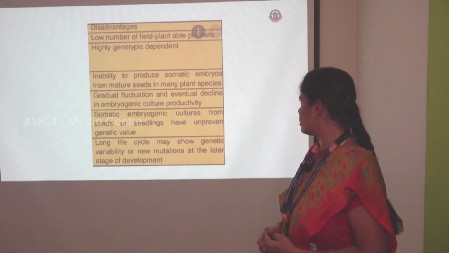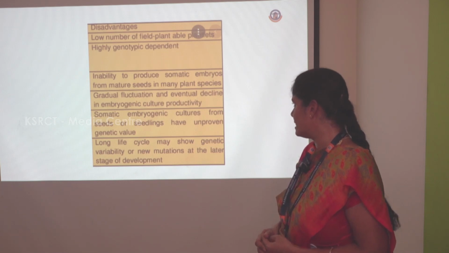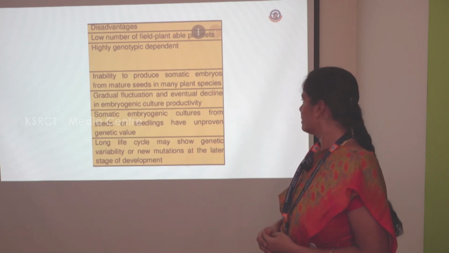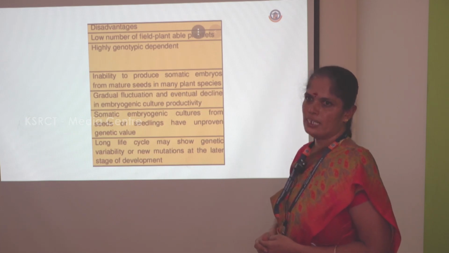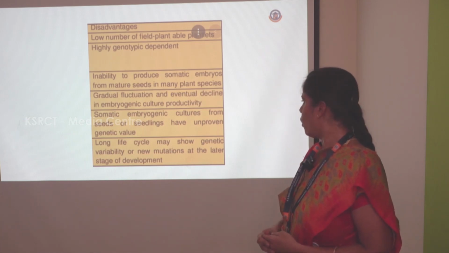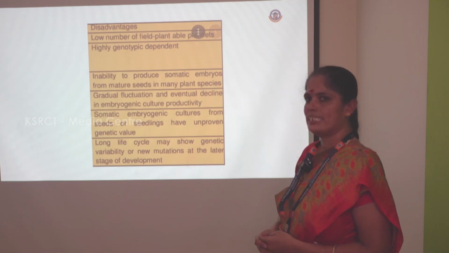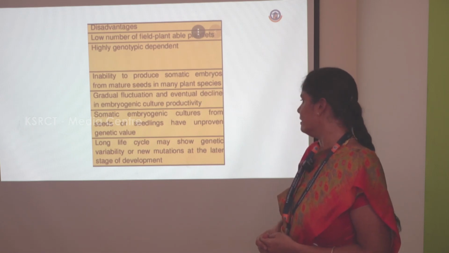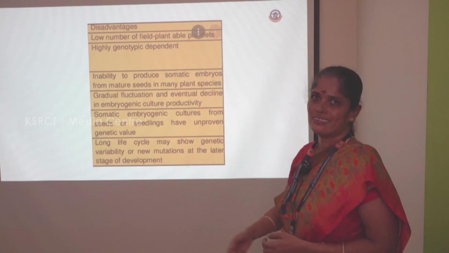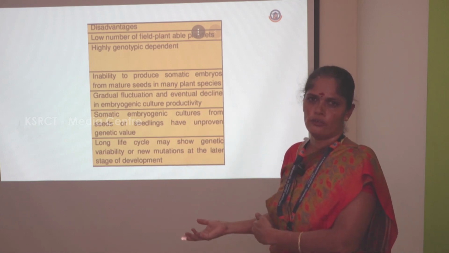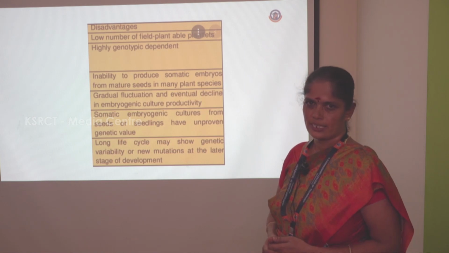And there is gradual fluctuation and eventual decline in embryogenic culture productivity, and thus somatic embryogenic cultures from seeds or seedlings have unproven genetic value, and a long life cycle may show genetic variability or new mutations at a later stage of development. So these are all the major disadvantages of somatic embryogenesis.